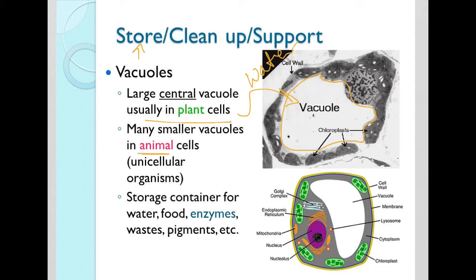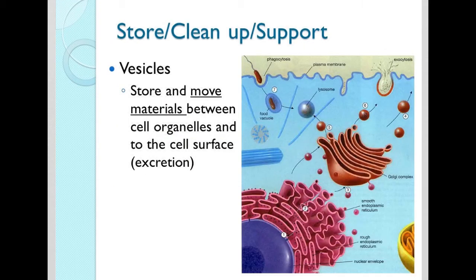They're usually going to have multiple small vacuoles, and they exist more primarily, rather than in our cells, in unicellular animal cells. But vacuoles are basically, in general, storage containers for water, food, enzymes, waste, pigments, anything that the cell needs to hold, it'll put into a vacuole.